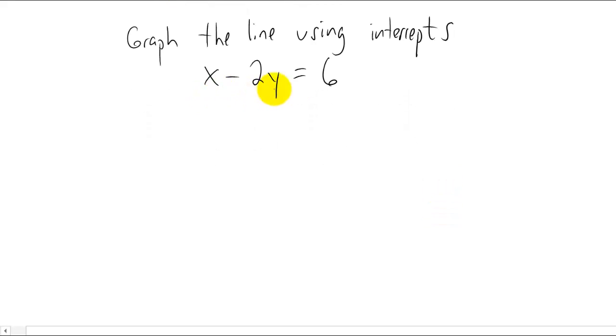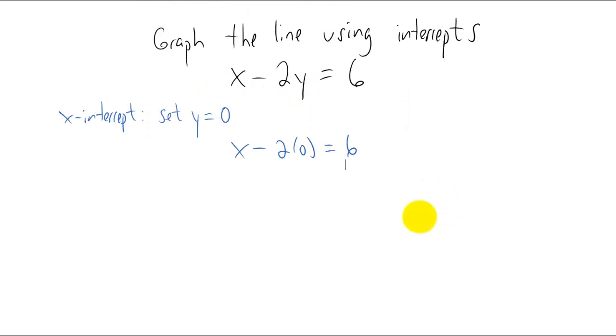Let's graph this line by finding the intercepts. If we want to find an x-intercept, again, what we always do is set y equal to 0. You plug in y = 0. This term is going to go away completely, and we're just going to be left with x = 6. So we know that when x = 6, y = 0, and that's a point. The point is (6, 0).